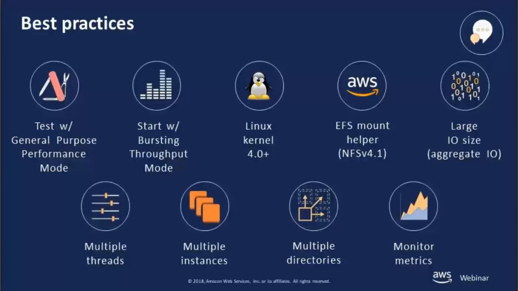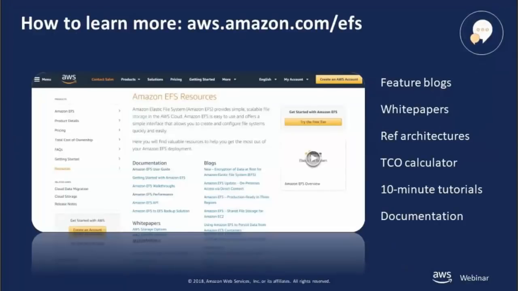Don't put all your eggs in one basket. Don't put 10 million files in one directory, then try to access all this data in parallel. It's better to spread these across multiple subdirectories. And monitor your file system. Use the dashboard that I showed you. Use CloudWatch to see how your application is driving that file system.